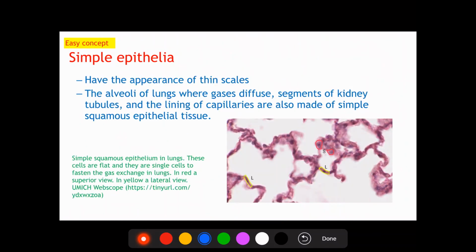Okay, I will stop here, take a break, and then you can come and see the examples and the features of each one of these layers.